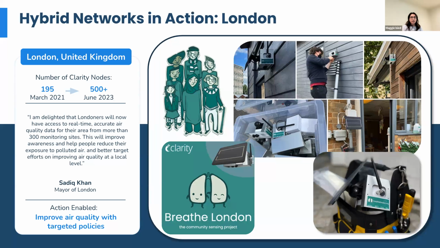Transitioning over to an actual example that we have here at Clarity of using a hybrid network, a combination of low-cost sensors and reference monitors, is our Breathe London network. This network launched in January of 2021, and it integrates measurements from hundreds of air sensors, particularly Clarity nodes, with reference grade measurements provided by London's regulatory air pollution monitoring network.